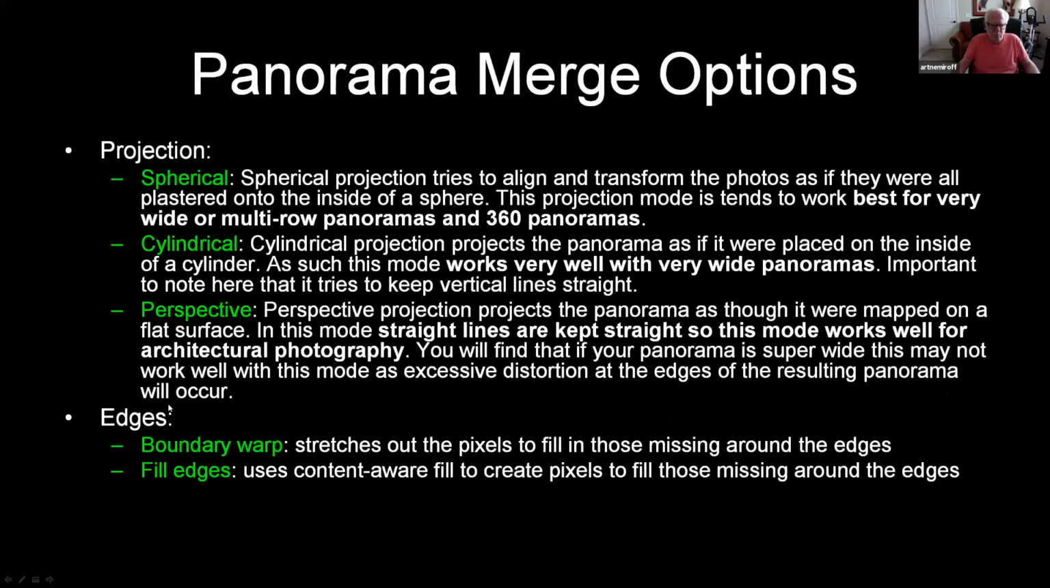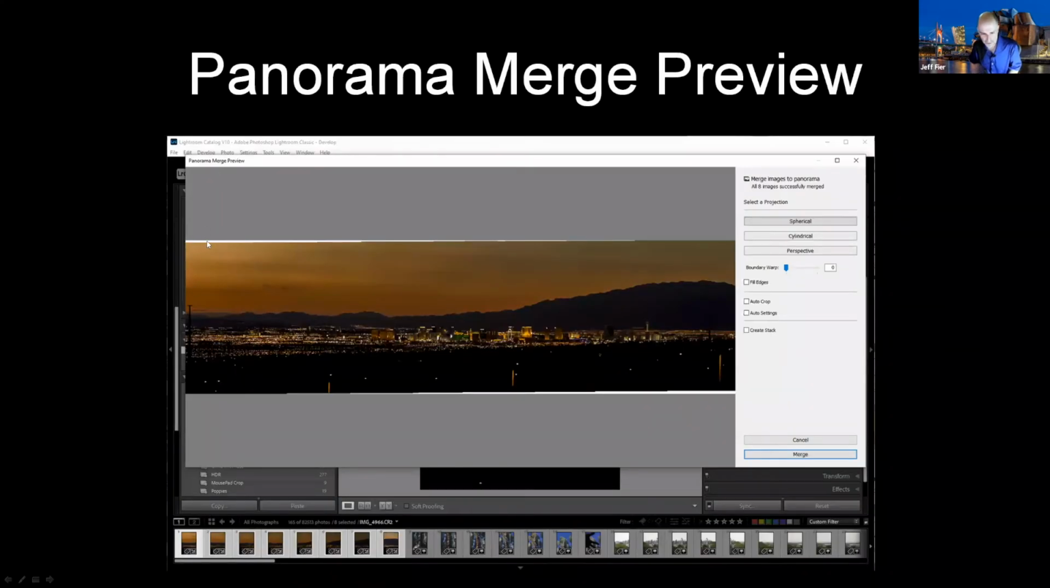Okay, thanks. I've sort of mentioned this, but the two options to deal with the holes on the edges, given the fact that there are going to be some, are boundary warp and fill edges. With boundary warp, Lightroom will simply take the pixels that are part of your image and stretch them out to cover those missing pieces that are white. So missing pieces here on the top and the bottom, it would just stretch the image this way and that way to fill them in. Sometimes that looks great. Sometimes that doesn't look great.